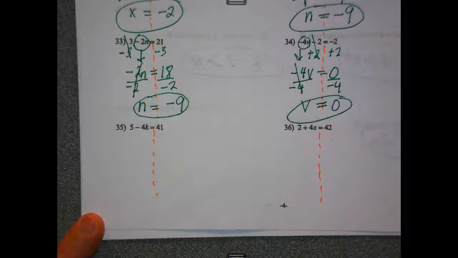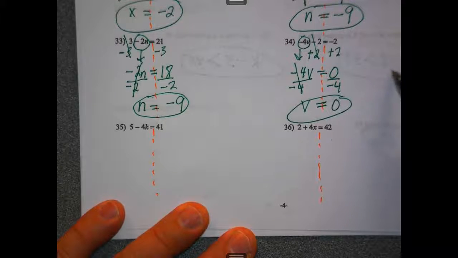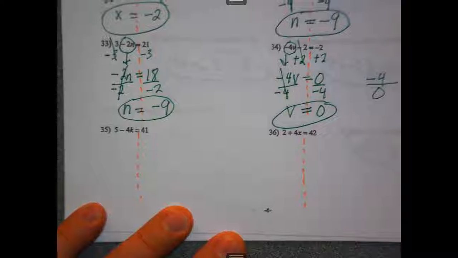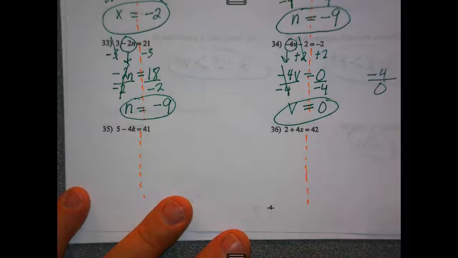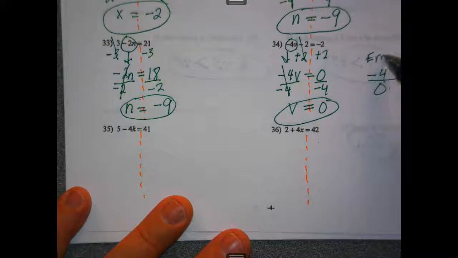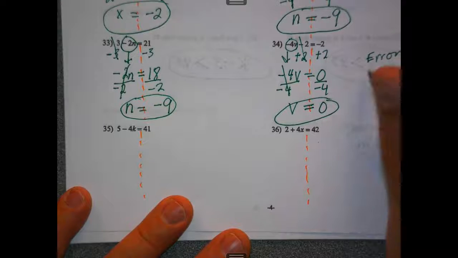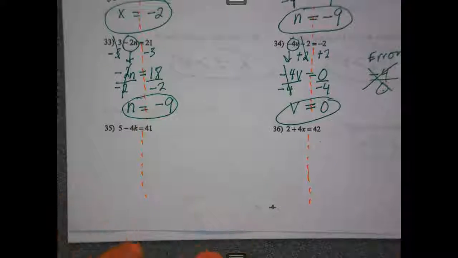Not zeros in the denominator. You can't do this. The calculator won't let you do it. Okay, you'll get an error. If you get something like this, there's no solution.